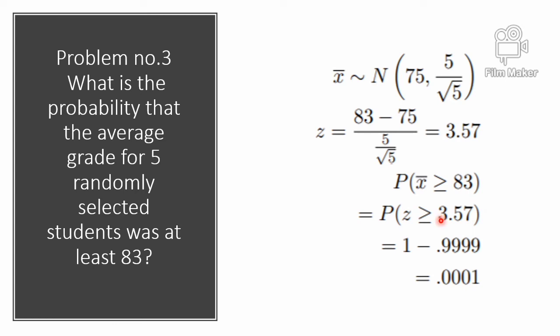How do we get the value of 3.57? We will look at the table value of 0.99. Take note, the value of 3.57 in the table is 0.99 and the answer is 0.001.